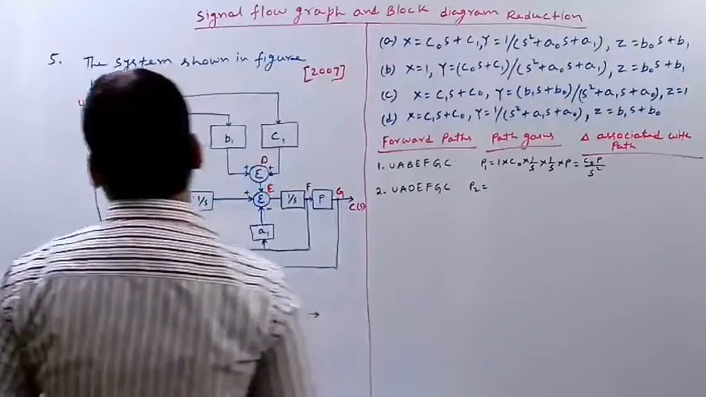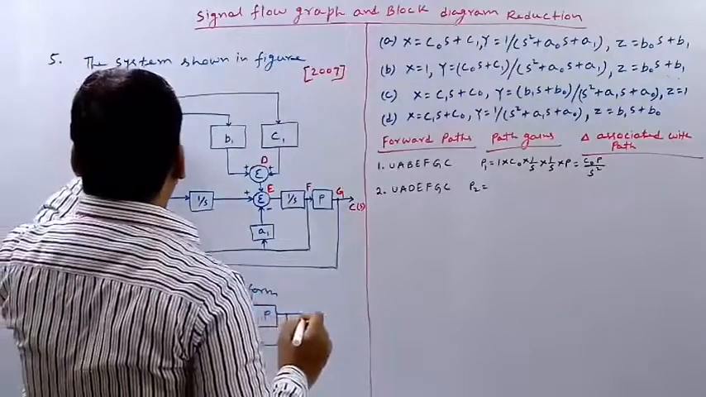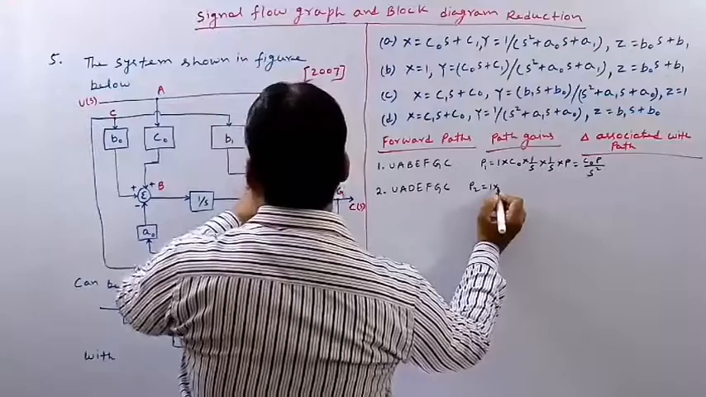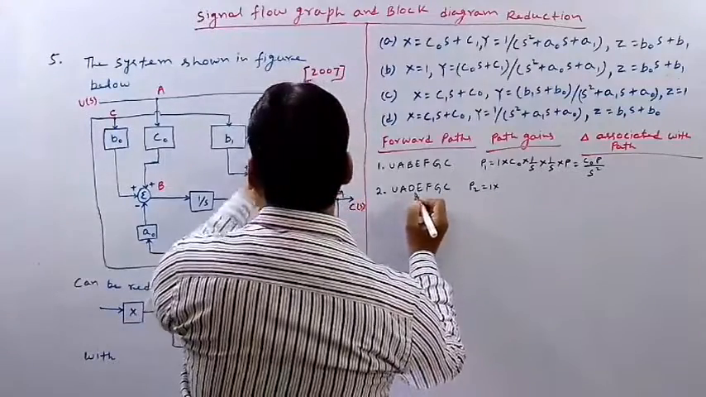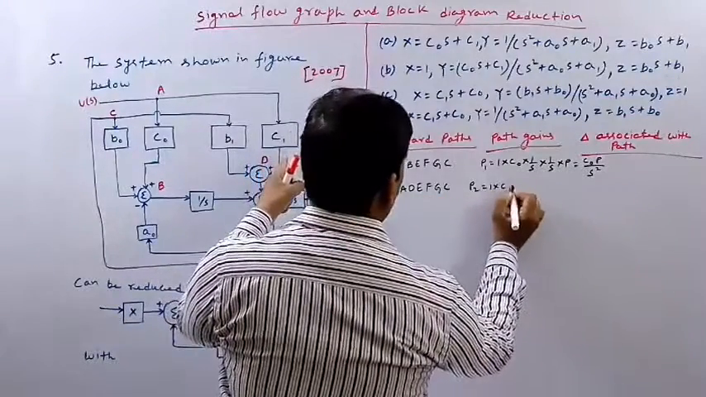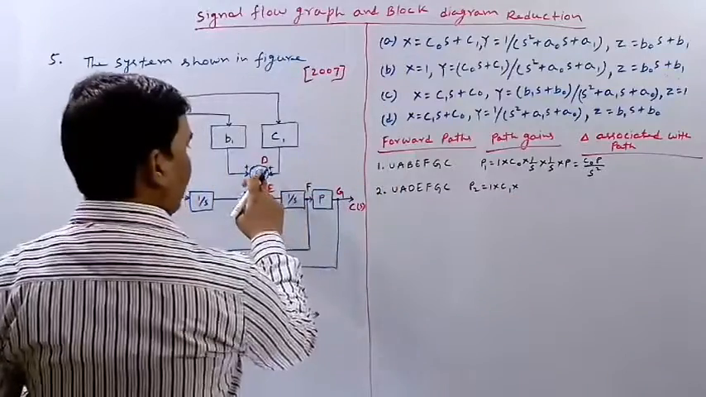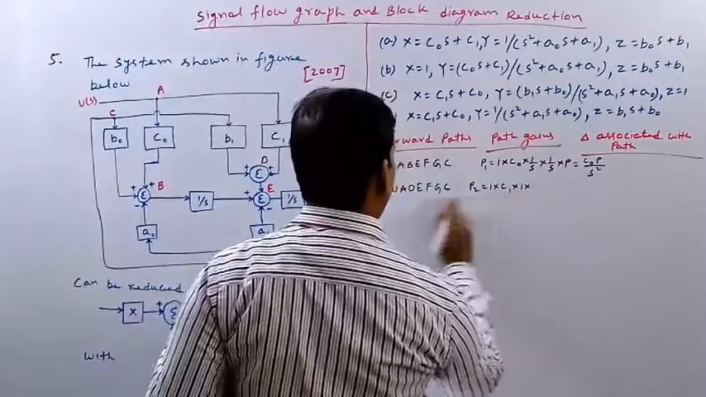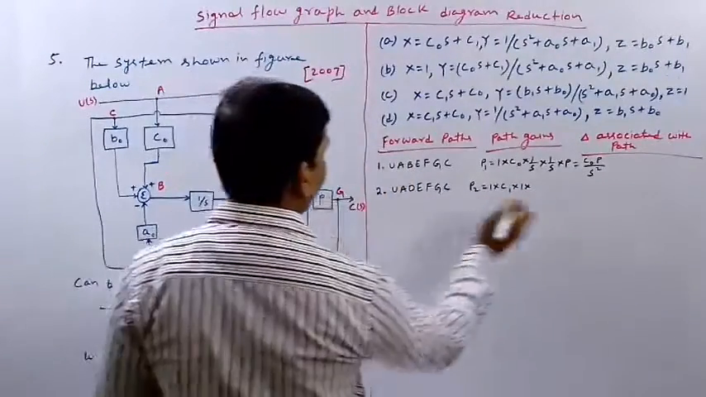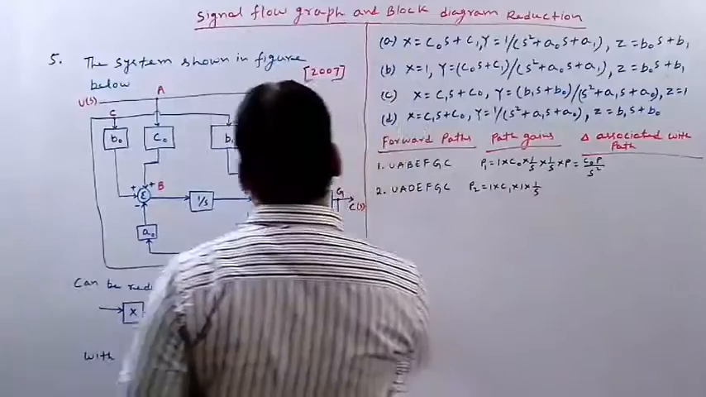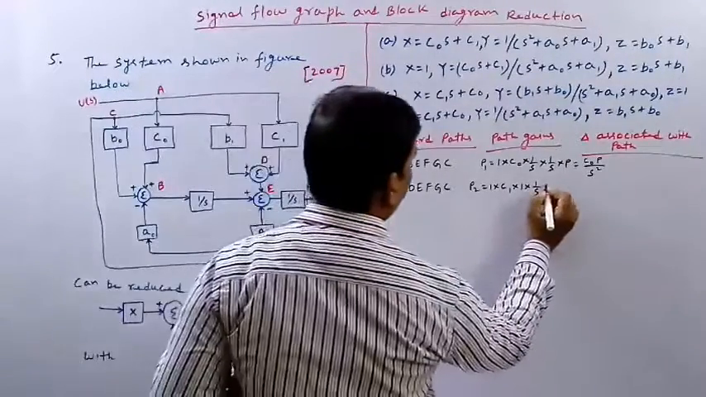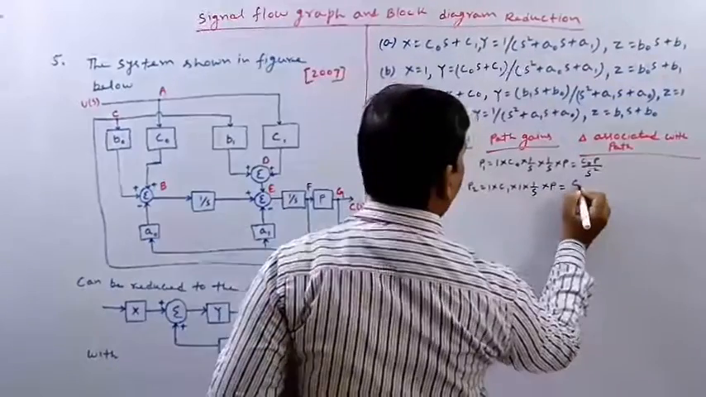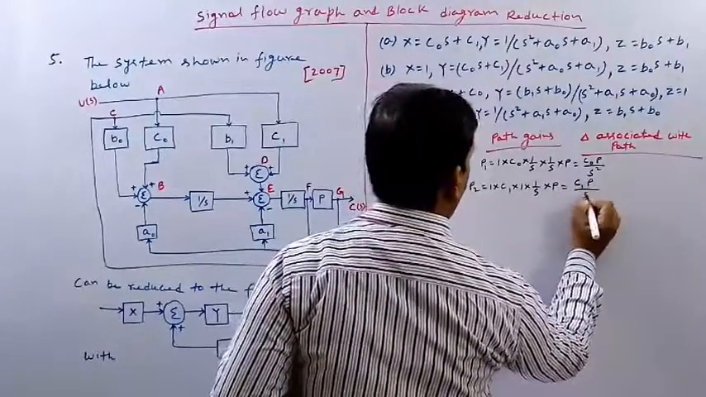Now P2 will be nothing but, between U and A the path gain is 1. Between A and D the path gain is C1. Between D and E the path gain is again 1. Between E and F the path gain is 1 by S. Between F and G the path gain is again P. So it will be nothing but C1 P divided by S. Okay.